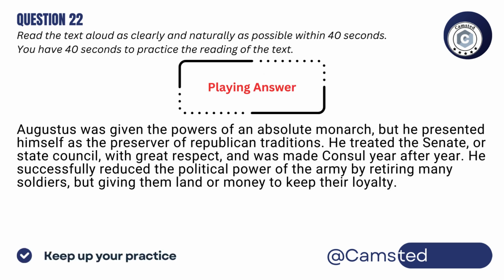Augustus was given the powers of an absolute monarch, but he presented himself as the preserver of republican traditions. He treated the Senate, or State Council, with great respect, and was made consul year after year. He successfully reduced the political power of the army by retiring many soldiers, but giving them land or money to keep their loyalty.